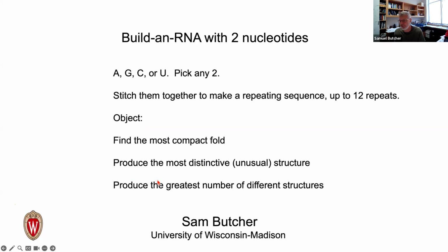fold, so you get a point for that, or produce the most distinctive or unusual structure, you get a point for that, or produce the greatest number of different structures. And so everyone can choose. There's only 16 possibilities here. We can have AA, AG, AC, or AU, or GG, GA, GC, etc. And then as I go through the talk, you can see if your combination you think is still a good choice, or maybe you want to change. Maybe I can change your mind. I don't know. I just made up this game yesterday.